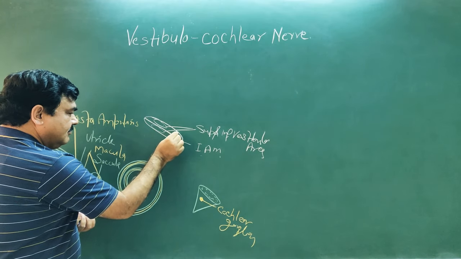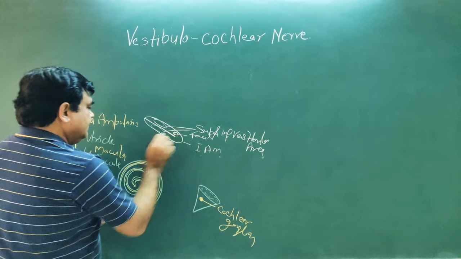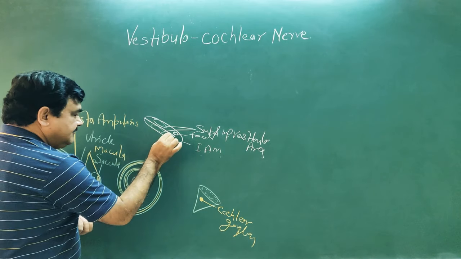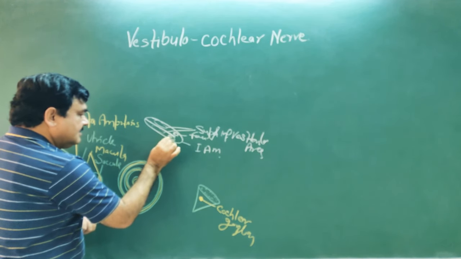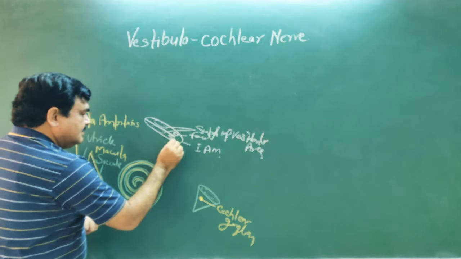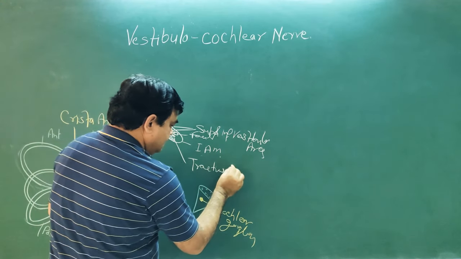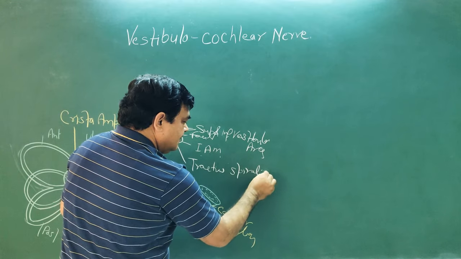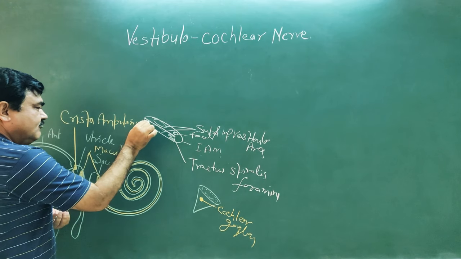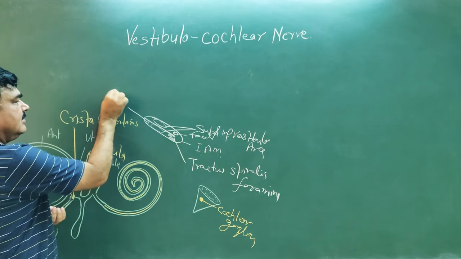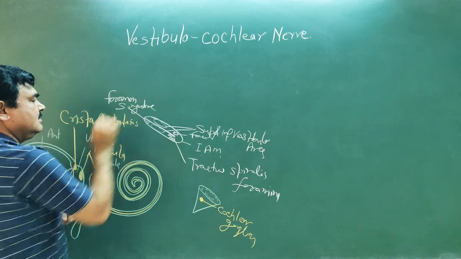Here is the opening of the facial canal. Here is the foramen of the tractus spiralis foramen. And here is another foramen. This is the foramen singulare.